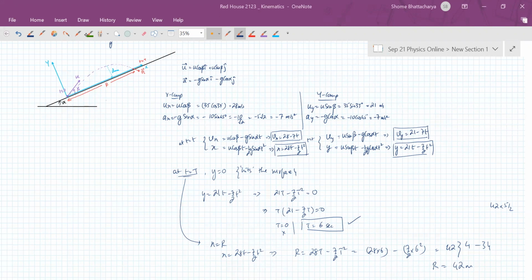Okay. So when we calculate the X coordinate at a particular point of time, we are calculating the displacement along the inclined plane. When we calculate the Y coordinate, we are calculating the distance from the inclined plane, or the perpendicular distance from the inclined plane.